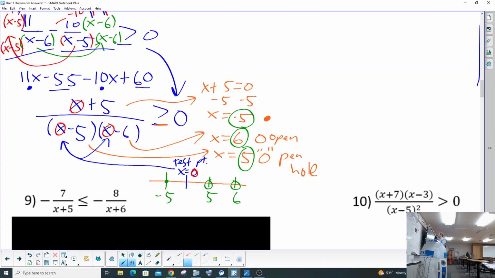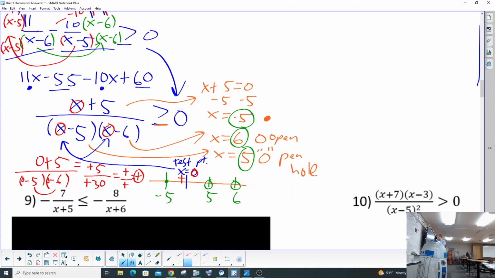So on the top, we end up with 0 plus 5, which is just a positive 5, just a positive number. On the bottom, 0 minus 5 is negative 5, and 0 minus 6 is negative 6. And so negative 5 times negative 6 is positive 30. So 0 plus 5 on the top is a positive 5, and the bottom is positive 30. A positive over positive is a positive. And so that means that x equals 0 is going to be a positive.